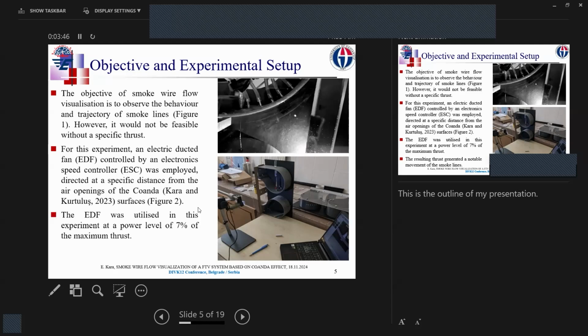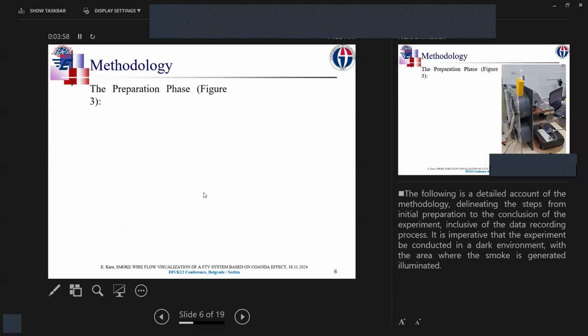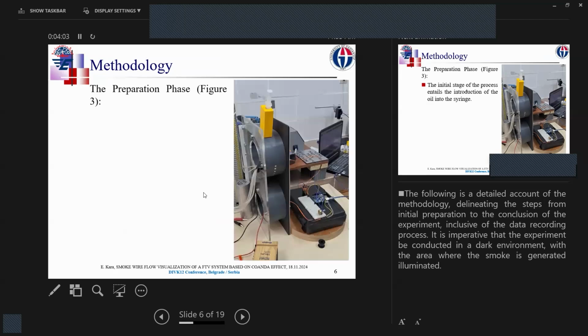And this is a simple experimental setup. The EDF was utilized. There is an EDF part on the left, but it is not given here. It is given in the next slide, I guess. So the preparation phase is this one. We have the unit here at the back, which is a large EDF, electric ducted fan unit, which blows the air through this opening.